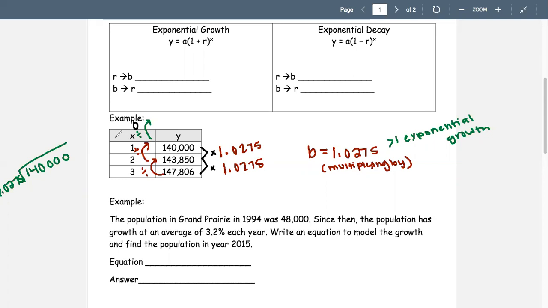Some horrific number, yes. We'll round that sucker: 136,253. Okay, so here's my A value, my initial amount, my y-intercept. So if this is the A value and this is the B value, can someone tell me what my equation is for this table?